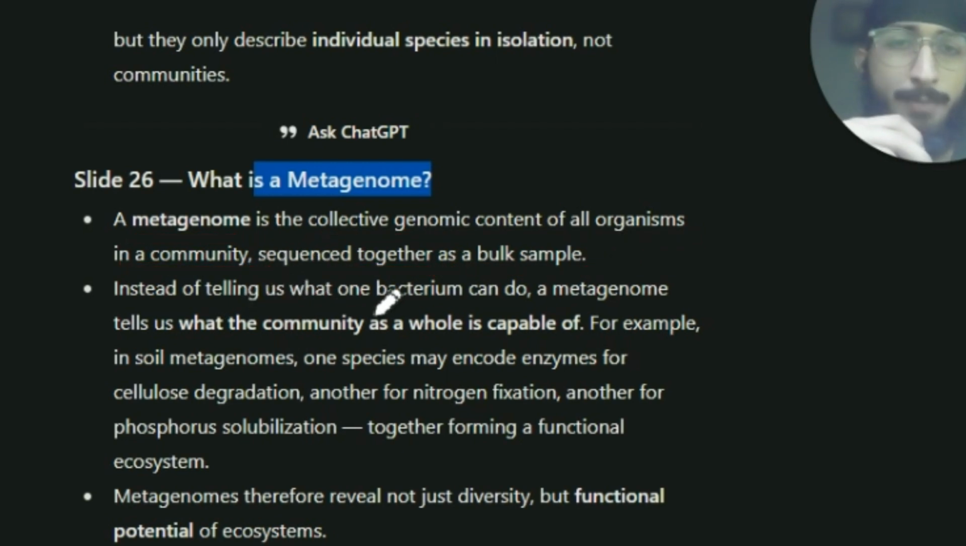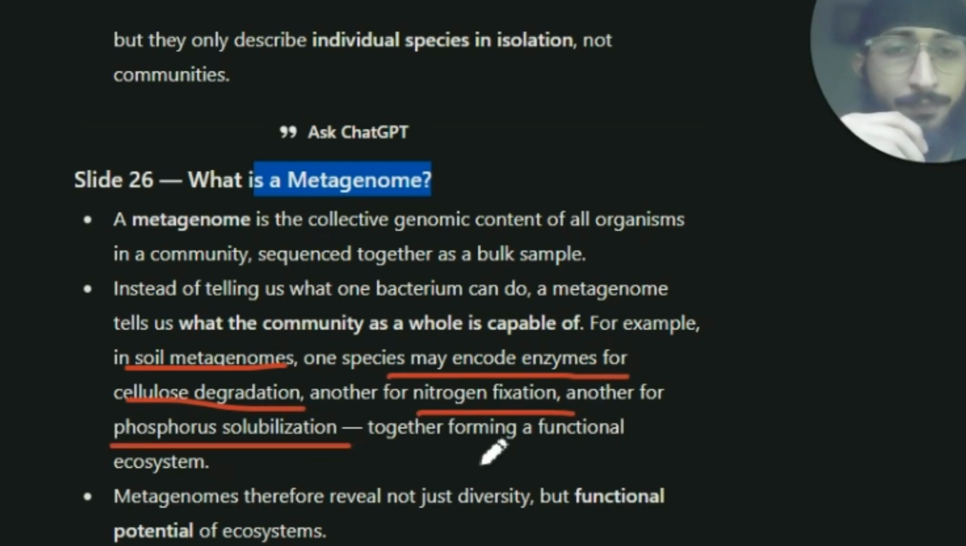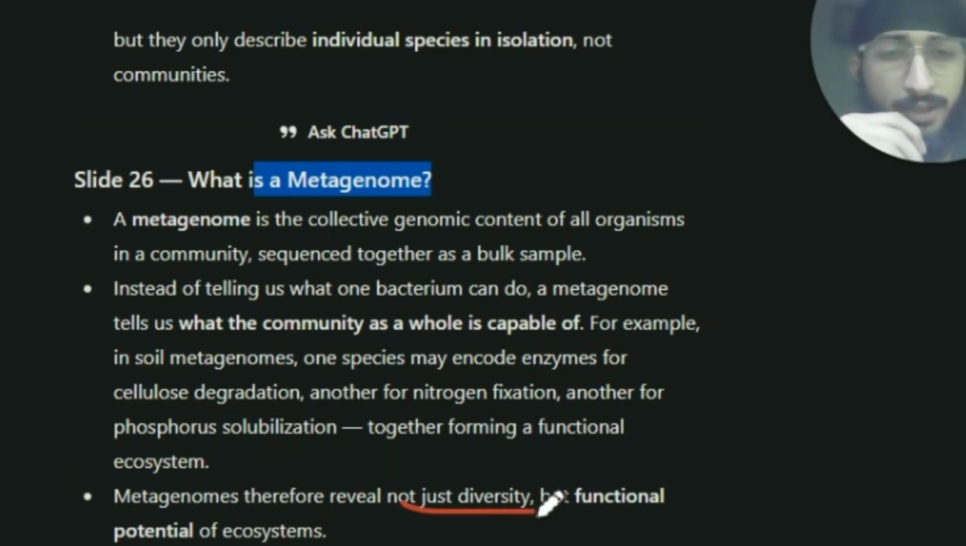Instead of telling us what one bacterium can do, a metagenome tells us what the community as a whole is capable of. For example, in soil metagenomes, one species may encode enzymes for cellulose degradation, another for nitrogen fixation, another for phosphorus solubilization, together forming a functional ecosystem. Metagenomes therefore reveal not just diversity but functional potential of ecosystems.